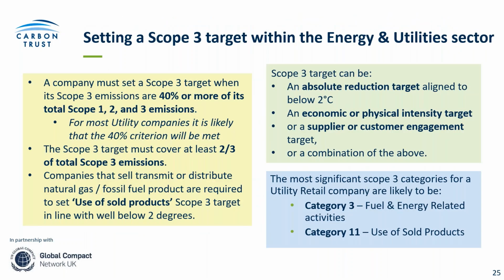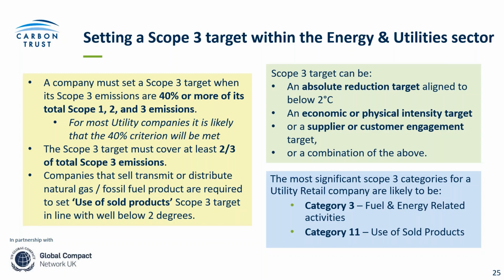So really just to summarize, I guess, key points that we've talked about that relate to the sector. A company must set a scope 3 target when its scope 3 emissions are 40% or more of its total emissions. Our experience to date is that will be the case for pretty much all utility companies. So we will expect most utility companies to need to set a scope 3 target. The scope 3 target must cover at least 2/3 of those total scope 3 emissions. Obviously, you won't know where those emissions sit until you've done the measurement phase.